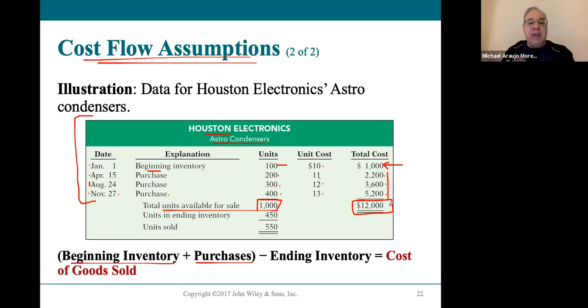Only two things can happen to the inventory. You either still have it, thus ending inventory, or if it's not there, we assume it's sold. So of these 1,000 astro condenser units, we still have 450 of them in the store. We still own that. That's our ending inventory. That's our asset. We sold 550 of them. The question that the cost flow assumptions answer is, which 550 did we sell, and which 450 are still in the store? So let's apply them.